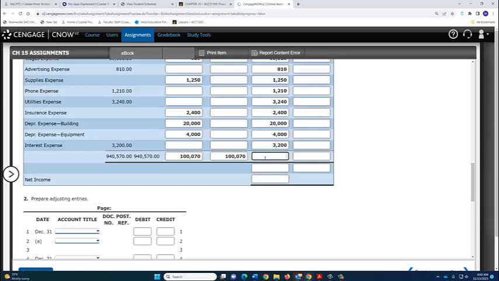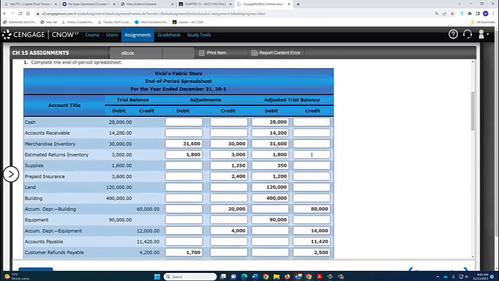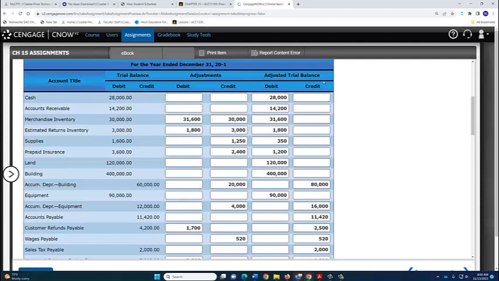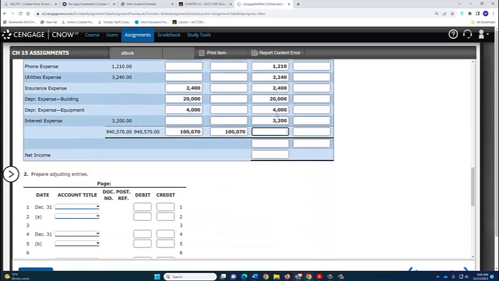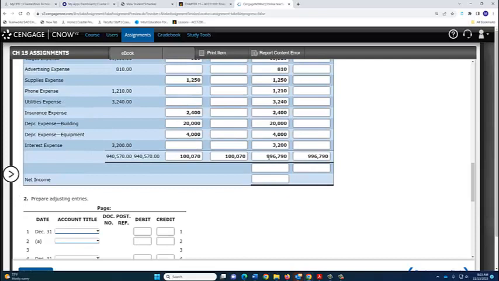Okay, so we're balanced in our adjustments column, and now we're going to add the debit side of our adjusted trial balance. So remember, debits have to equal credits because it is a trial balance. This is just our trial balance with our new figures. So if we add all those down, we'll get 996,790. And then if we add all our credits, we get 996,790.